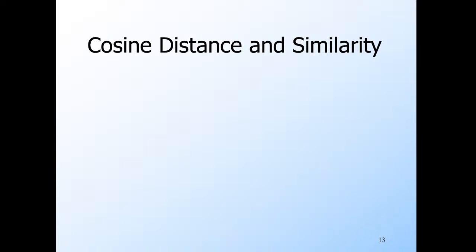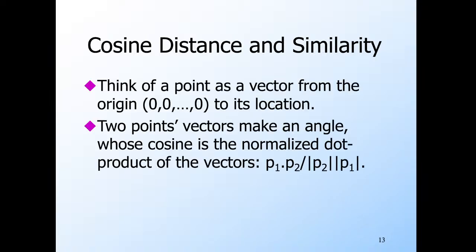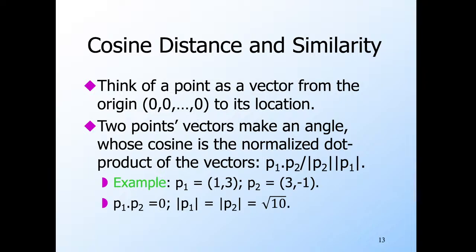Cosine distance. What is cosine distance? Cosine distance is used to measure the distance between two vectors. For example, let's say the first vector is 1, 3. The second vector is 3 and -1. So what's the cosine distance between them? The cosine distance measures the angle between them. So 1, 3 is here.